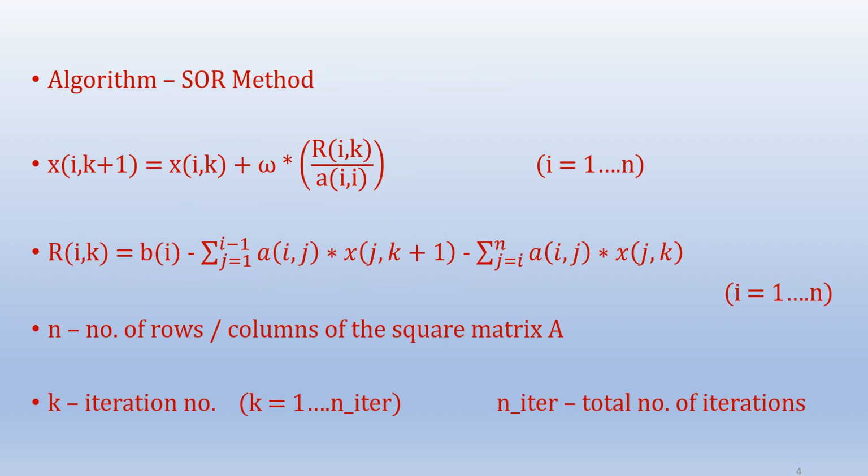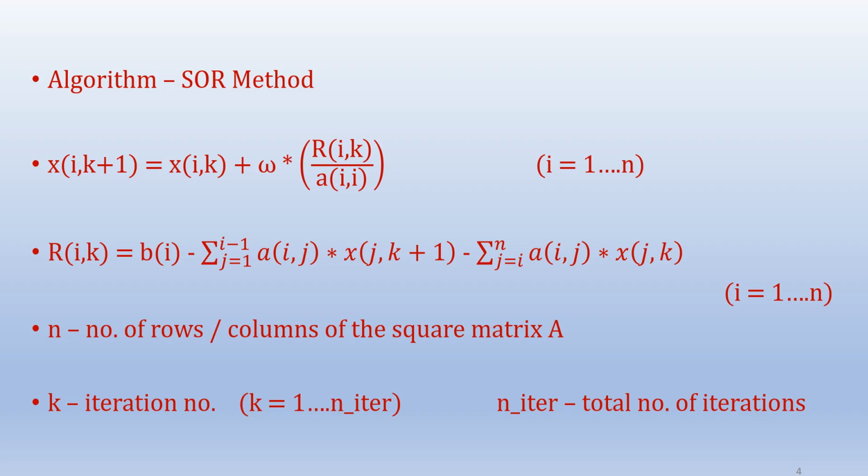The algorithm for the SOR method is given below. X of i comma k plus 1 equals X of i comma k plus omega times R of i comma k over A of i comma i, where i varies from 1 to n. R of i comma k equals B of i minus sigma j equals 1 to i minus 1, A of i comma j times X of j comma k plus 1 minus sigma j equals i to n, A of i comma j times X of j comma k.